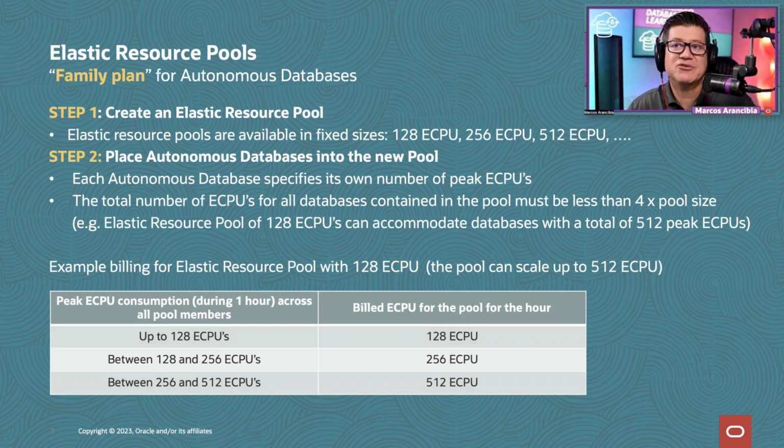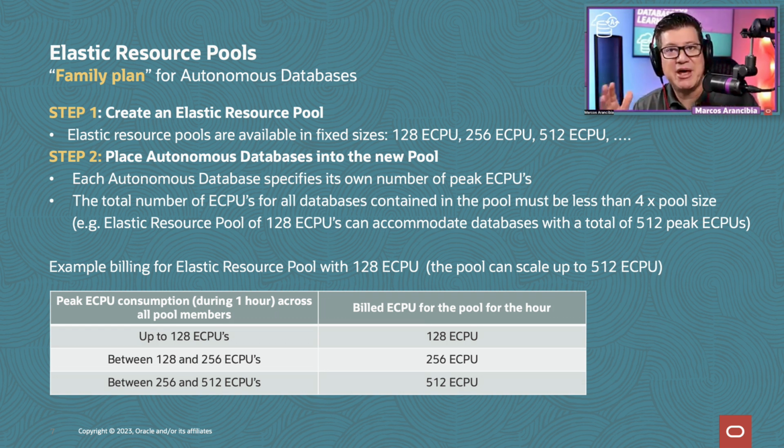The second thing is elastic resource pools. It's like a family plan for Autonomous databases. In a couple of steps, first you create an elastic resource pool. You establish what's the peak eCPU you want for that pool of resources, and then you start placing Autonomous databases in that pool. The idea is there's a peak eCPU, but it's a 4x. So 128 eCPU can actually take 512 eCPU of Autonomous databases in there by default.